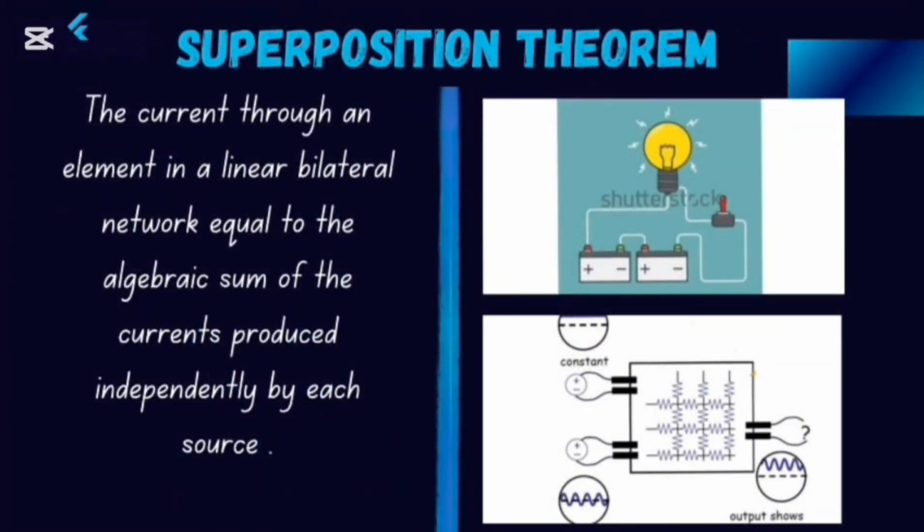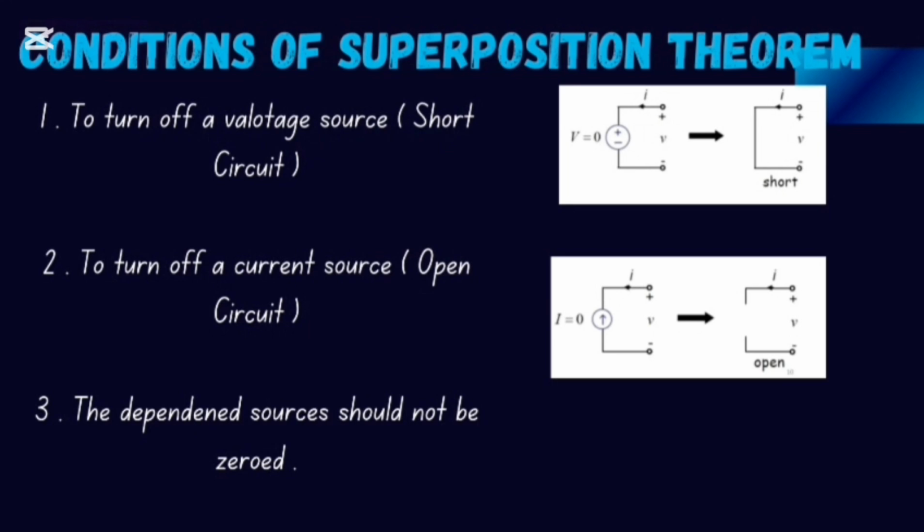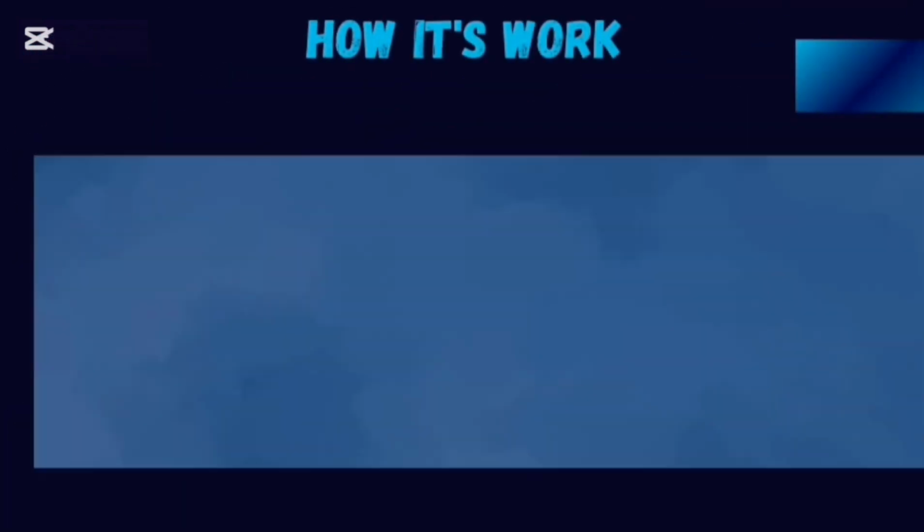Superposition theorem: the current through an element in a linear bilateral network is equal to the algebraic sum of the currents produced independently by each source. This is called the superposition theorem. Conditions of superposition theorem: to turn off a voltage source, short circuit it; to turn off a current source, open circuit it. The dependent source should not be equal to 0.